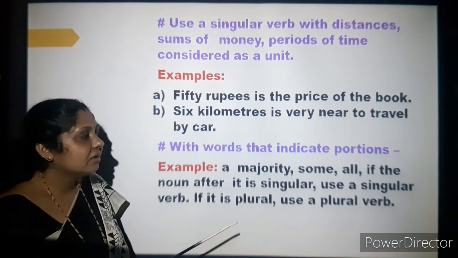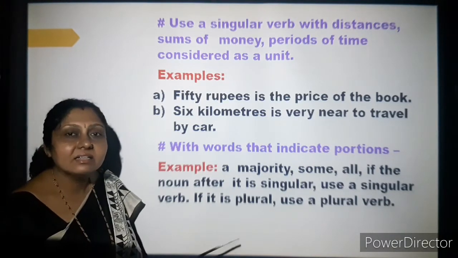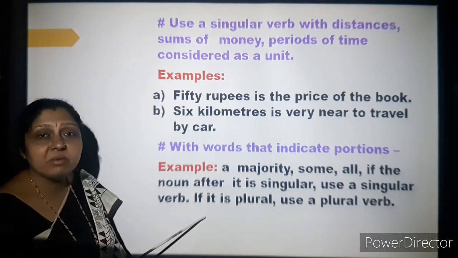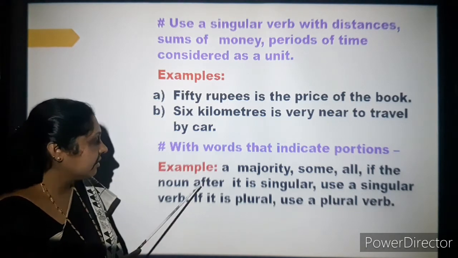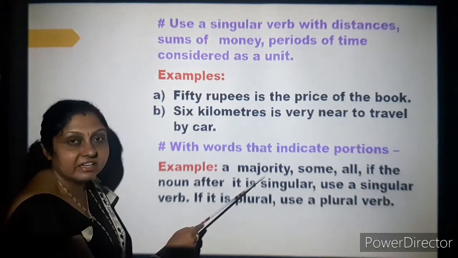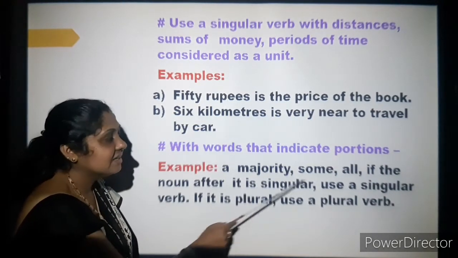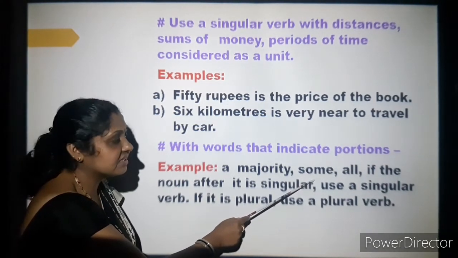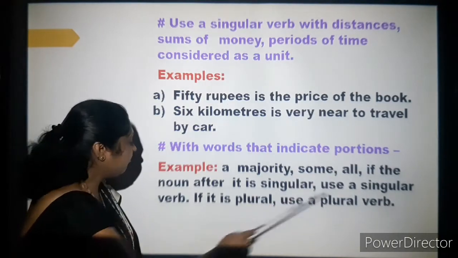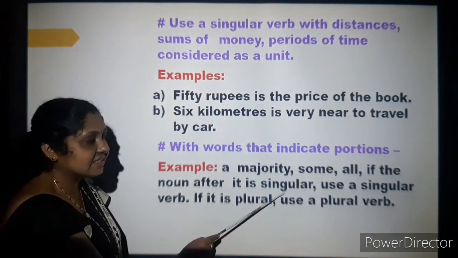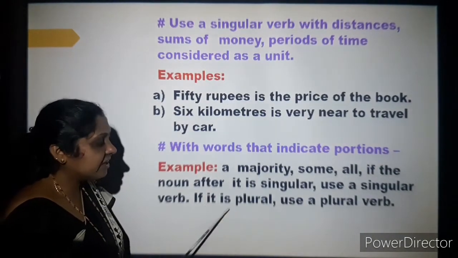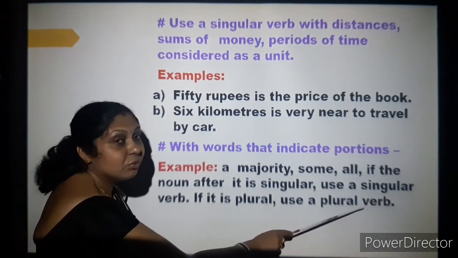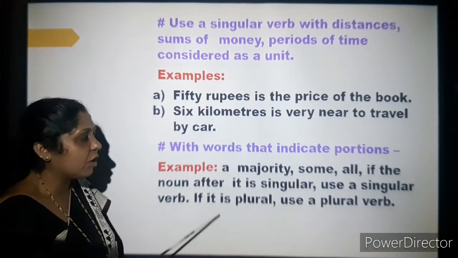Okay, now next, there are some usages again with words that indicate portions. Portion of something. So, when you are indicating that also, the usage will be singular because again it is considered as a unit. Example, a majority, some. See the usages here, all. If the noun after it is singular, use a singular verb. If it is plural, use a plural verb.